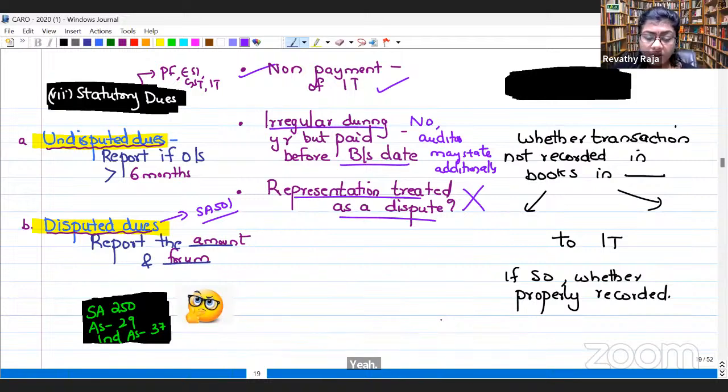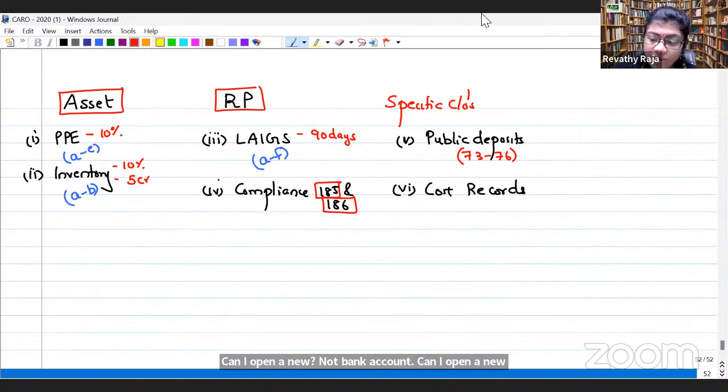And are we all clear till clause 7? And can I open a new account? Not a bank account. Can I open a new account? The chart use you will know only in the end when we finish the entire CARO. Please have patience. Patience is one of the keys for success. Okay, a new account. Dues.